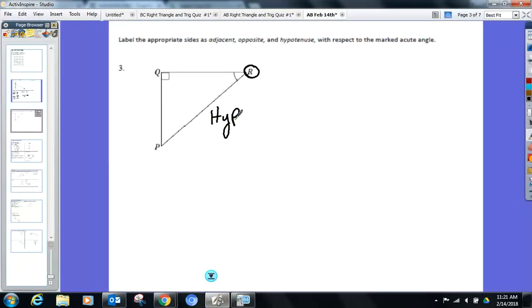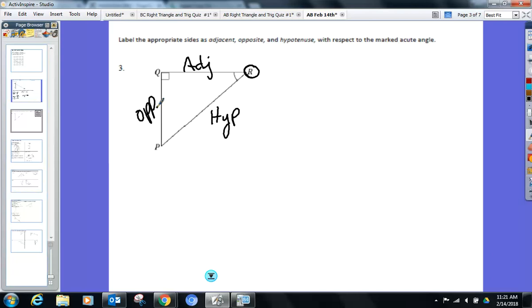Yep. Yep. All right. So anybody having any trouble identifying those? Because I'm going to bring these up again in a second. Adjacent, opposite, hypotenuse. Questions? All right, I'm about now to introduce you to three brand new ratios.